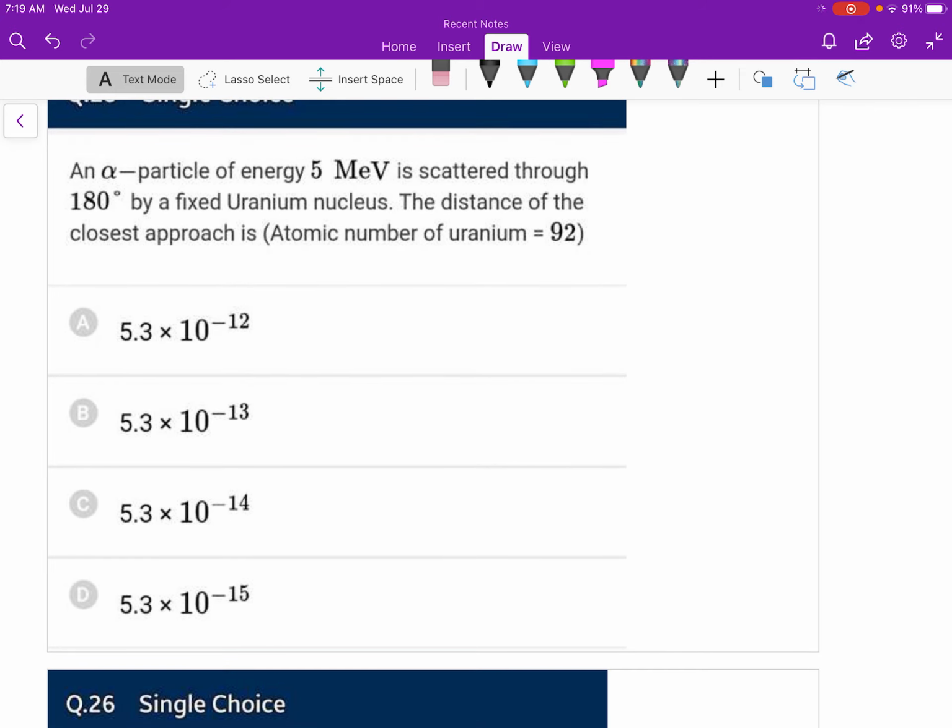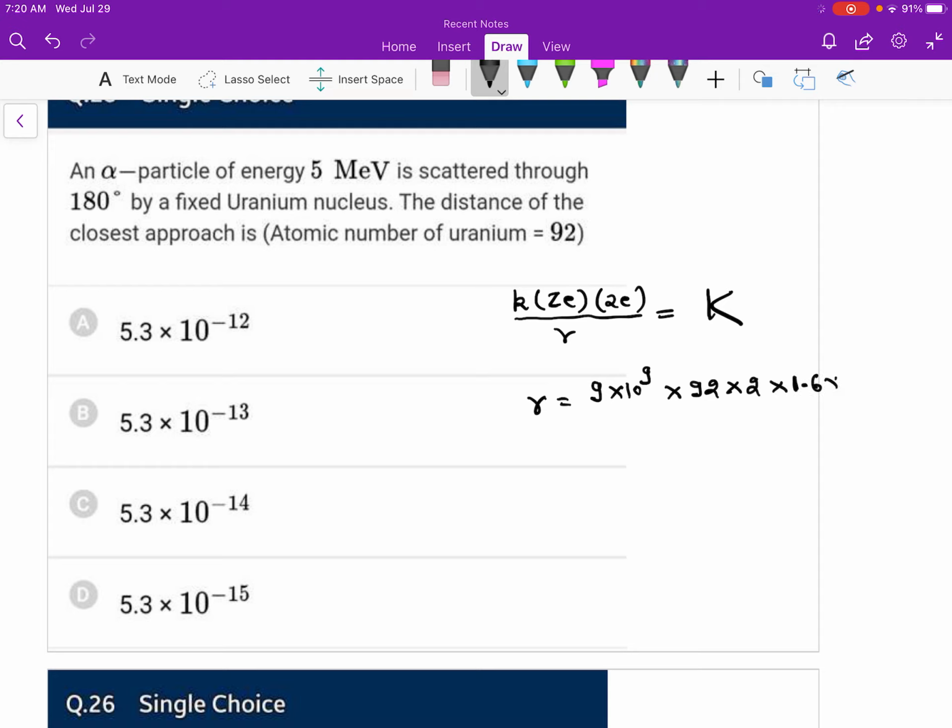An alpha particle of given energy is scattered by 180 degree, find the distance of closest approach. So at closest approach, the entire kinetic energy converts into potential energy. So K Ze into 2e upon R min is the initial kinetic energy. Okay, so R min is 9 into 10 to the power 9, Z which is 92, into 2 into e square, so 1.6 into 10 to the power minus 19, and 1 e as it is, upon 5 MeV, so 5 into 10 to the power 6 into electronic charge.